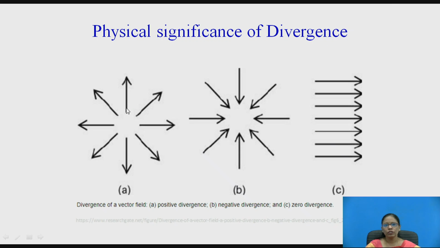This is what is shown here. In the first case the field is radiating outward, acting like a source. This is called a positive divergence case. Here the field is absorbed into the volume element, so that is sinking, which is called a negative divergence. And here, if sourcing is equal to the sink, it is called a zero divergence.